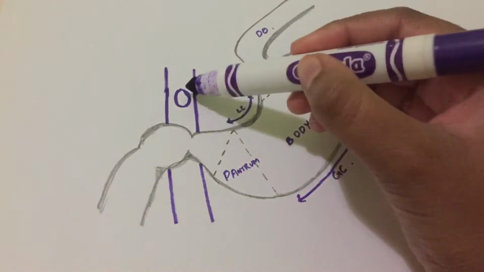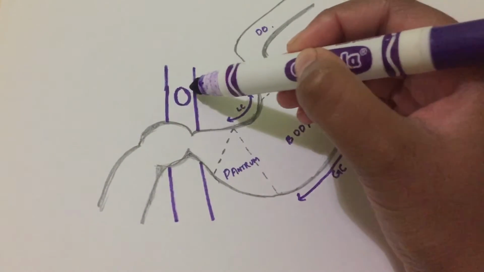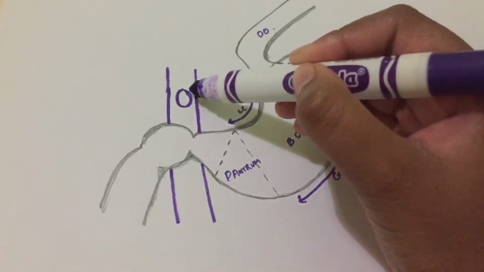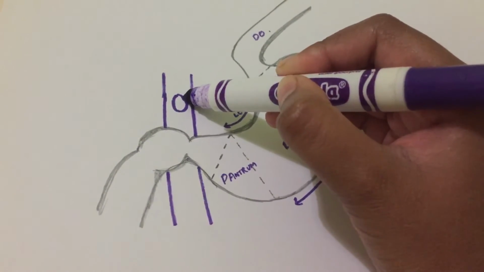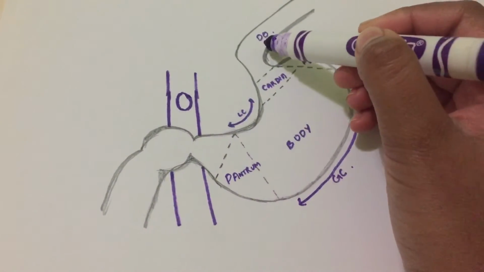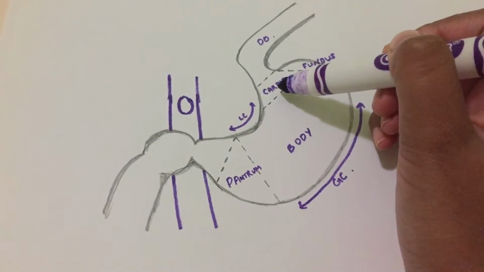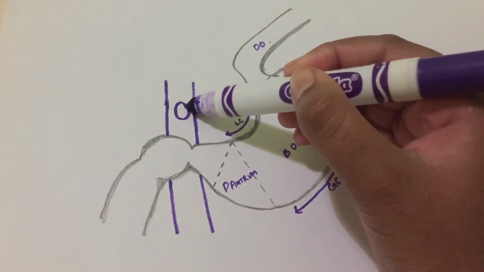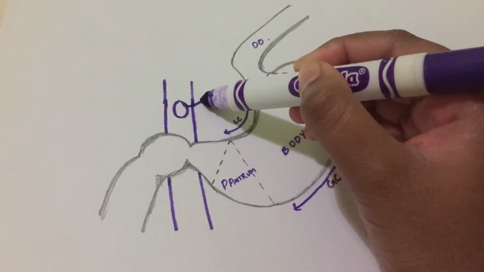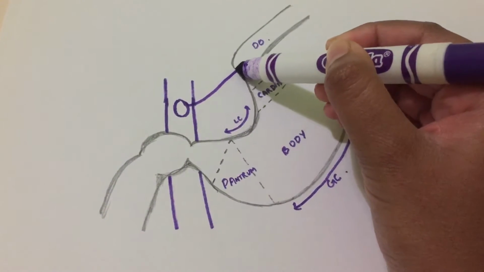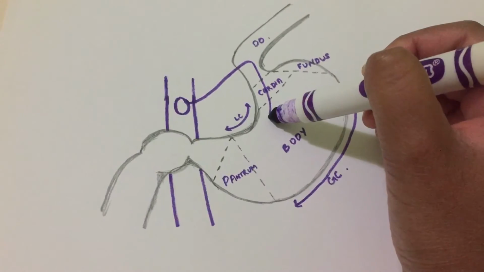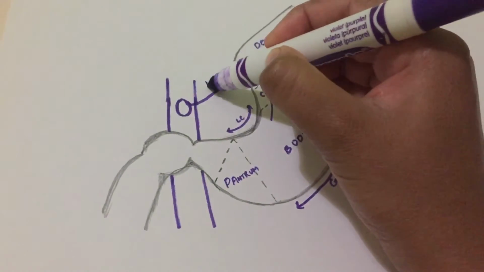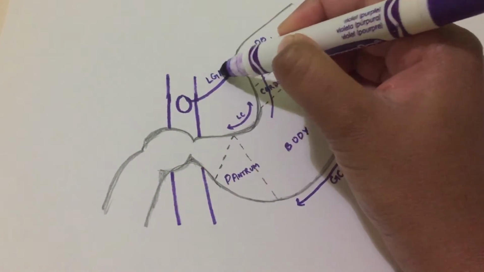Okay, so this is the celiac trunk, and it has three main branches. The first branch is the left gastric artery. The left gastric artery supplies the distal part of the esophagus and the cardia part. So we can draw it like this, and it also supplies half of the body. So this is the left gastric artery.